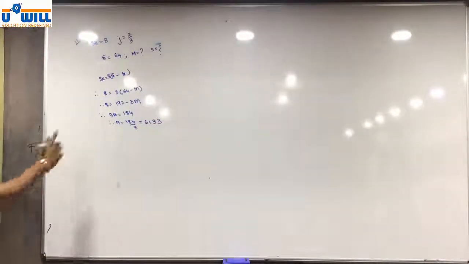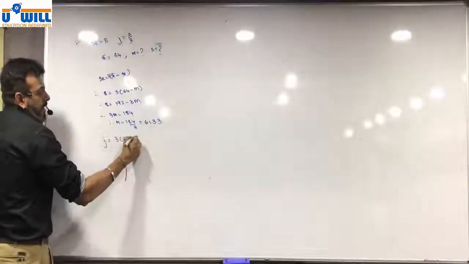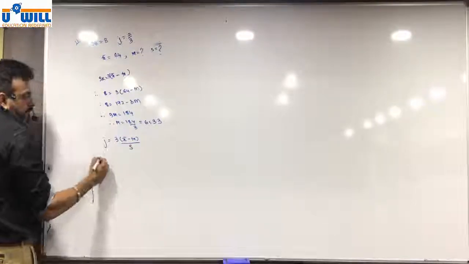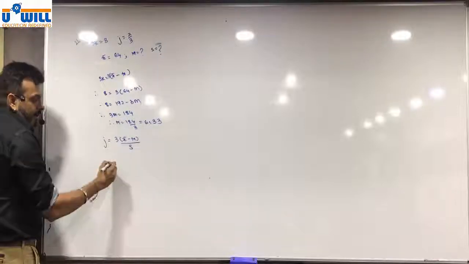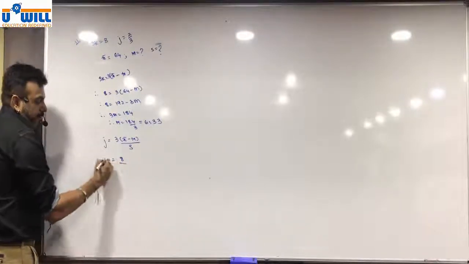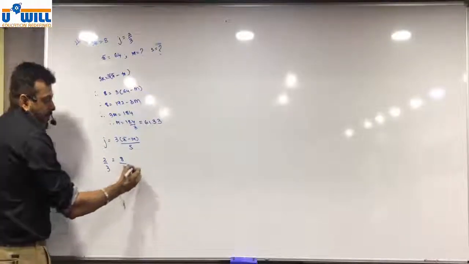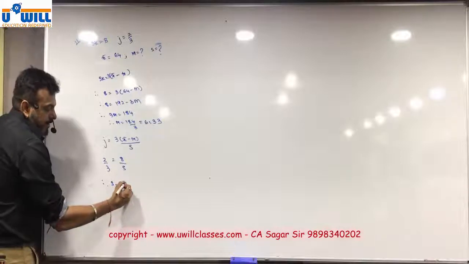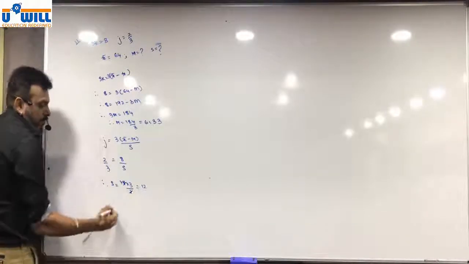Now, J is equal to 3 x bar minus m upon S. Now, already 3 x bar minus m skewness is given, which is 8. So, directly 8. 2 by 3 is equal to 8 upon standard deviation. We cross multiply. Standard deviation is equal to 8 into 3 divided by 2, which is equal to 12.